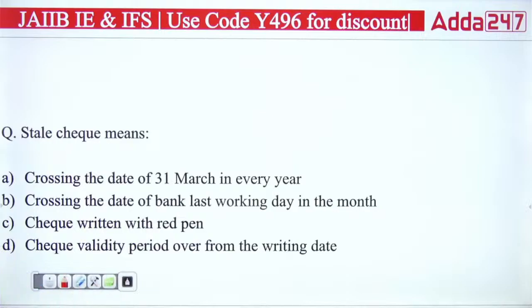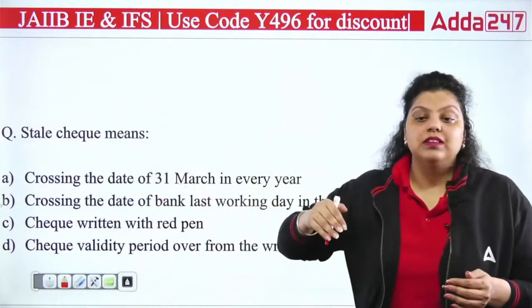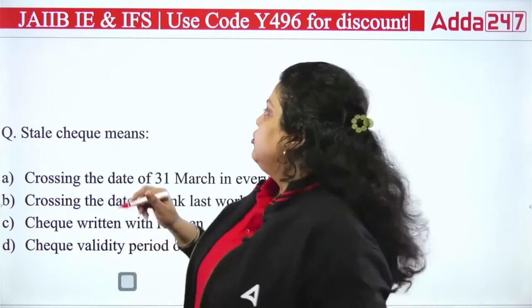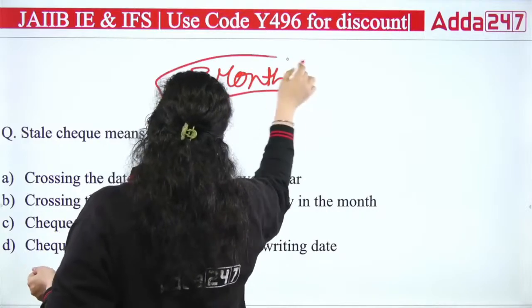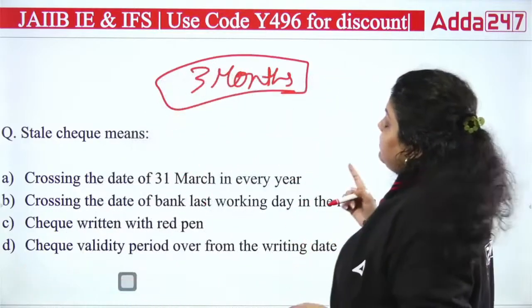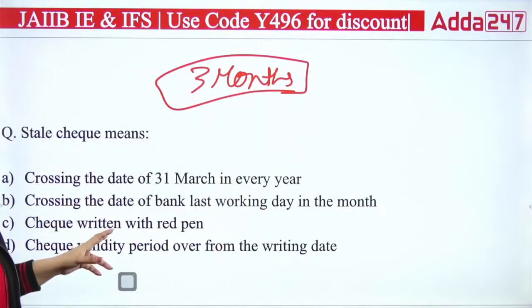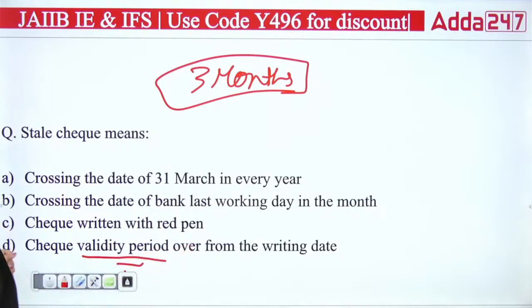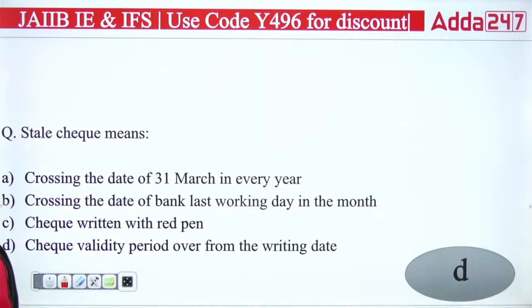Next question we have, stale check means what? So a stale check is simply a check which is invalid. And why is this check invalid? Because the validity of the check is expired. So what is the validity of a check? That is three months. Earlier it used to be 6 months, but now it is 3 months. If the validity of a check is expired, the check will be known as a stale check and the bank will not make payment of this kind of check. So the right answer will be the validity period is over from the writing date. So the right answer will be D.